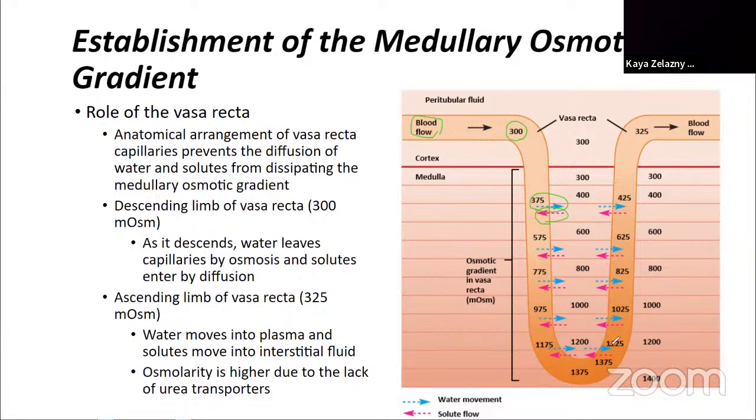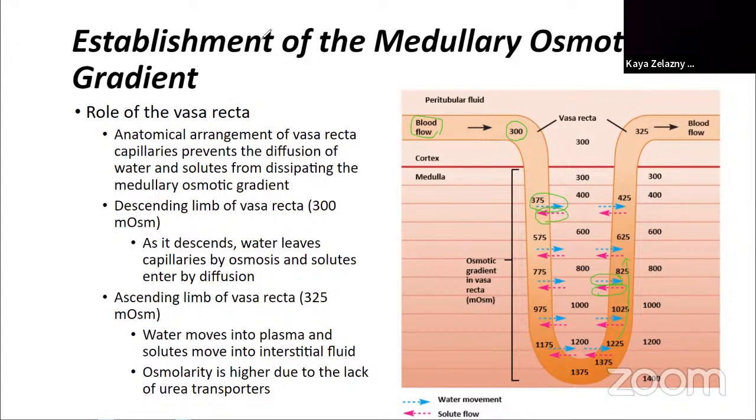And then in the ascending limb, this is another difference from the loop of Henle. In the ascending limb, water is able to move into the plasma, right? So water can still cross. It can cross both of these limbs of the vasa recta, and solutes are moving out. So we have both solutes and water crossing in the vasa recta in both the descending and ascending parts.